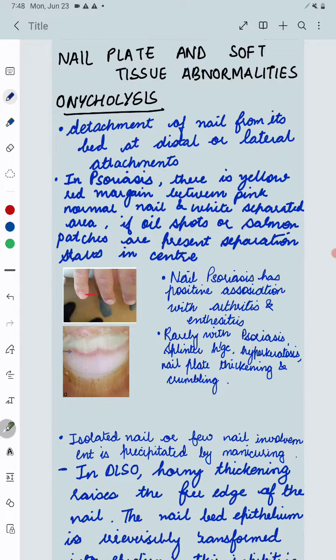Onycholysis is when the nail detaches from the nail bed. Now it can be proximal onycholysis or distal onycholysis.